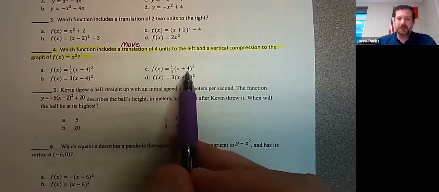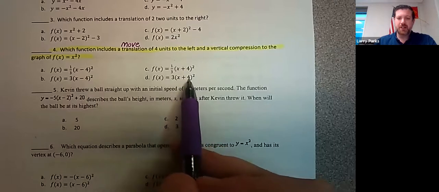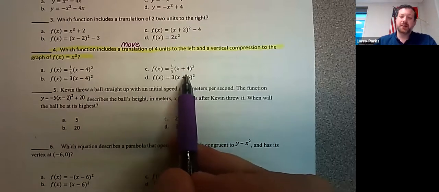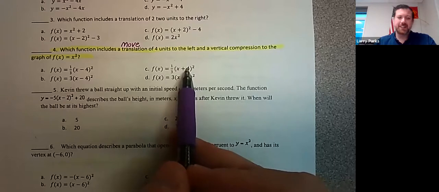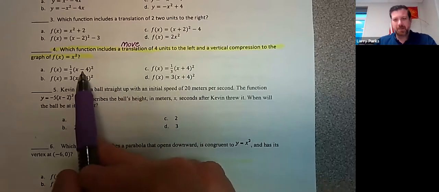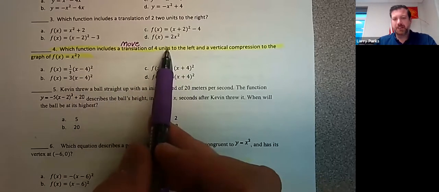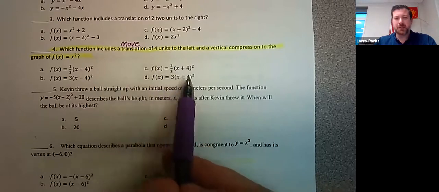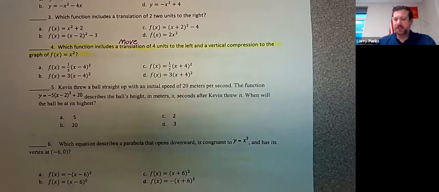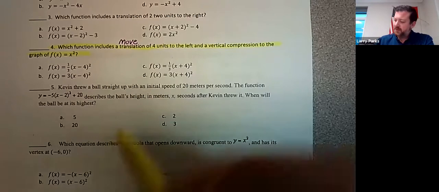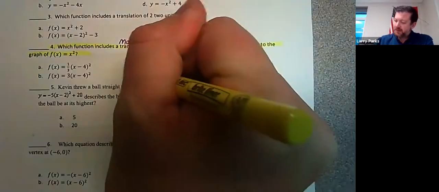+4 shifts it to the left 4. So the plus shifts it to the left, and the negative shifts it to the right. We want 4 units to the left, so I'm going to use one of the plus ones. So it's either going to be this one or this one.